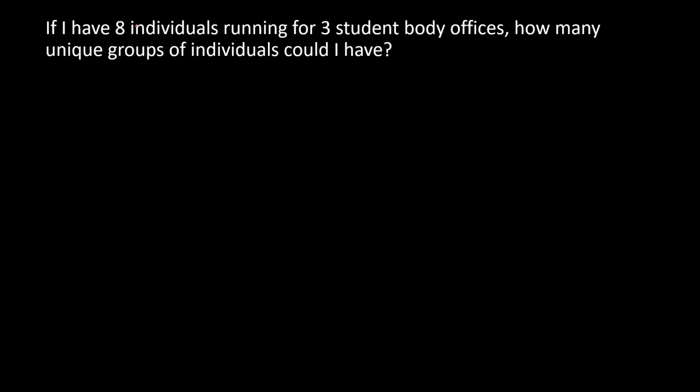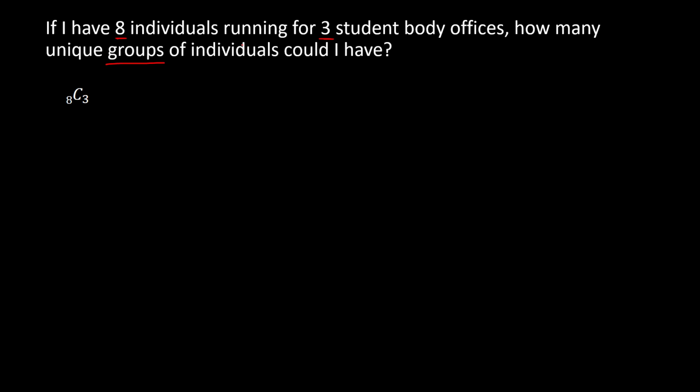Here's another example where I have 8 individuals running for 3 student body offices. And the question is, how many unique groups of individuals could I have? So once again, we see the keyword groups. So it's going to be a combination. We have 8 people. We're choosing 3 at a time. So the way to set this up would be 8C3.